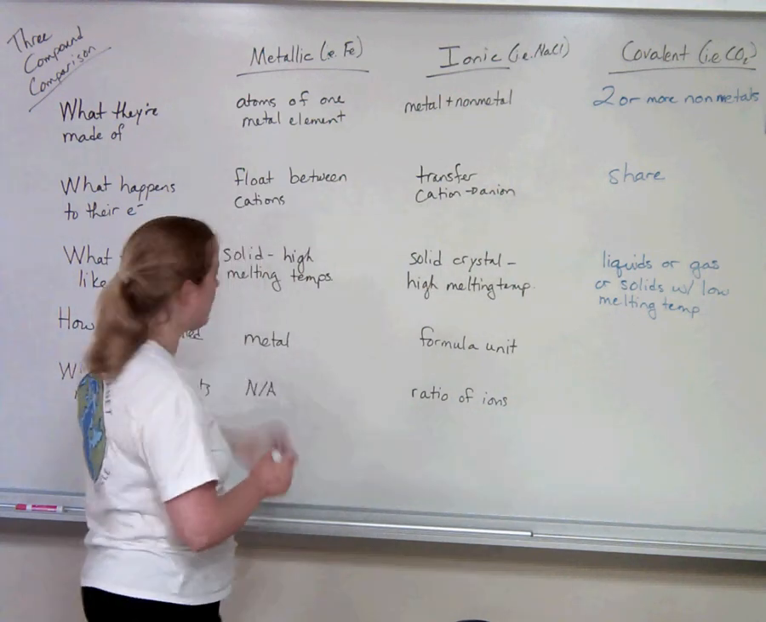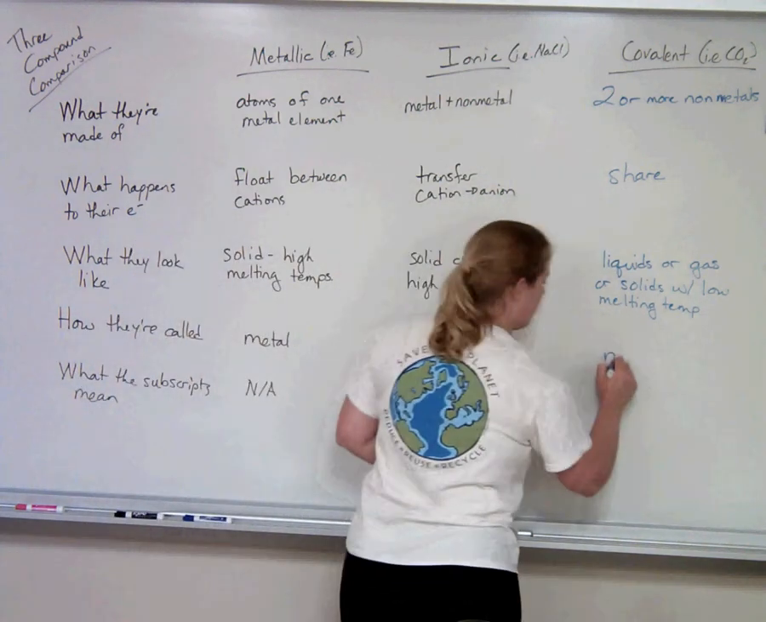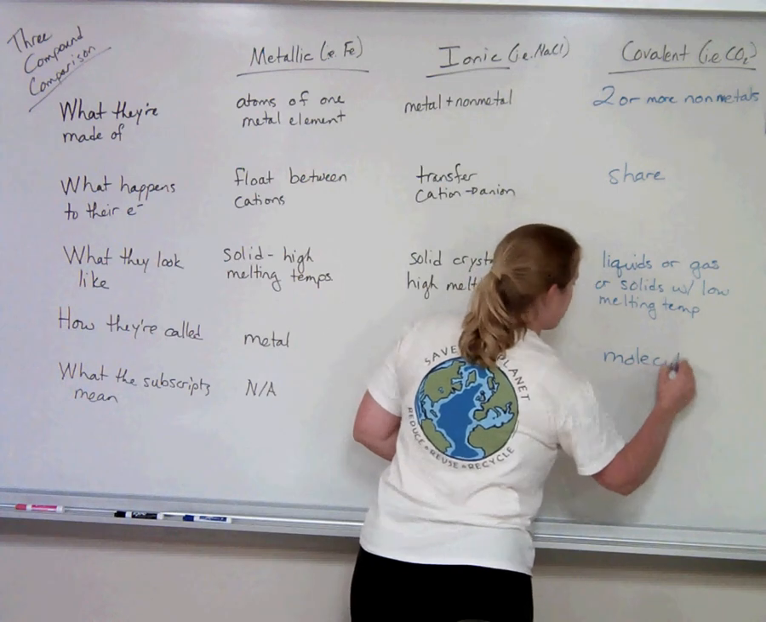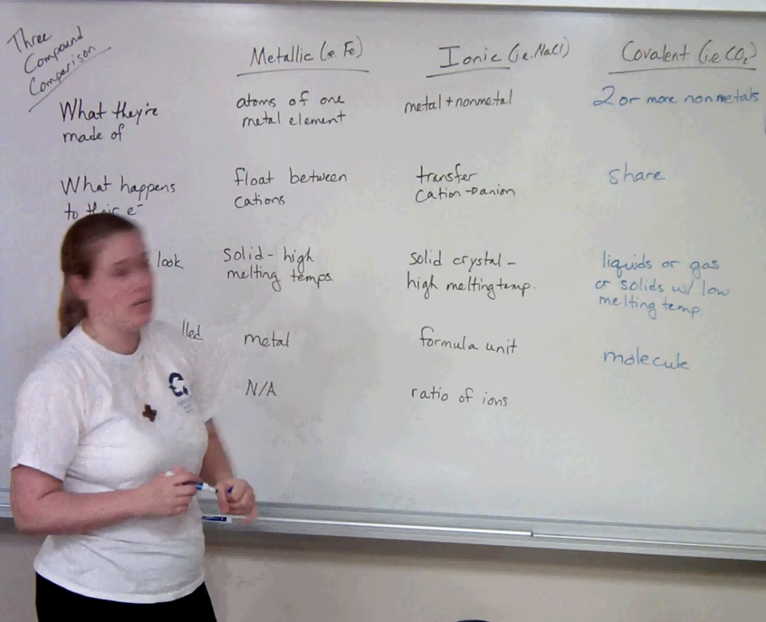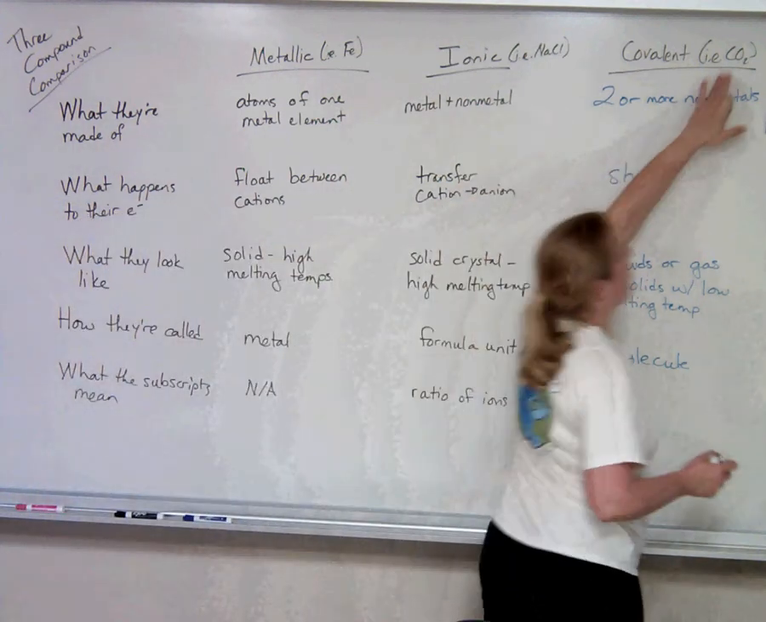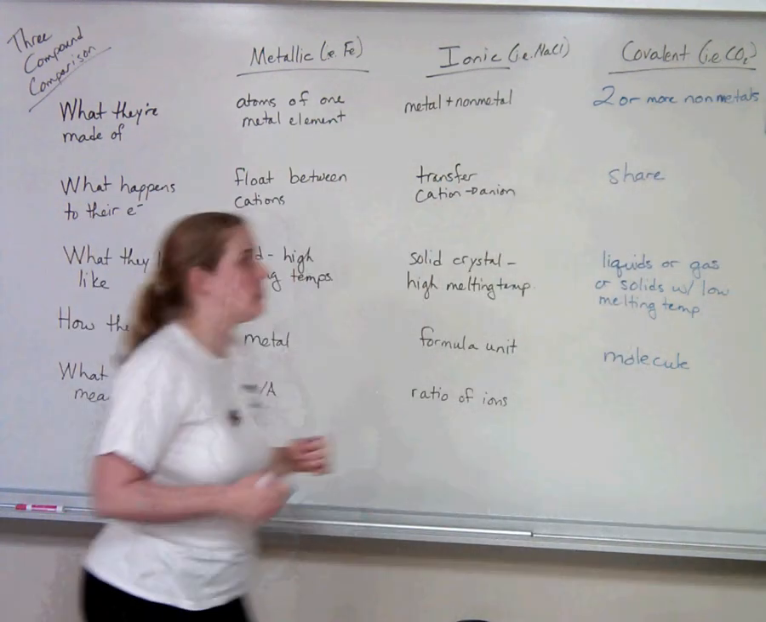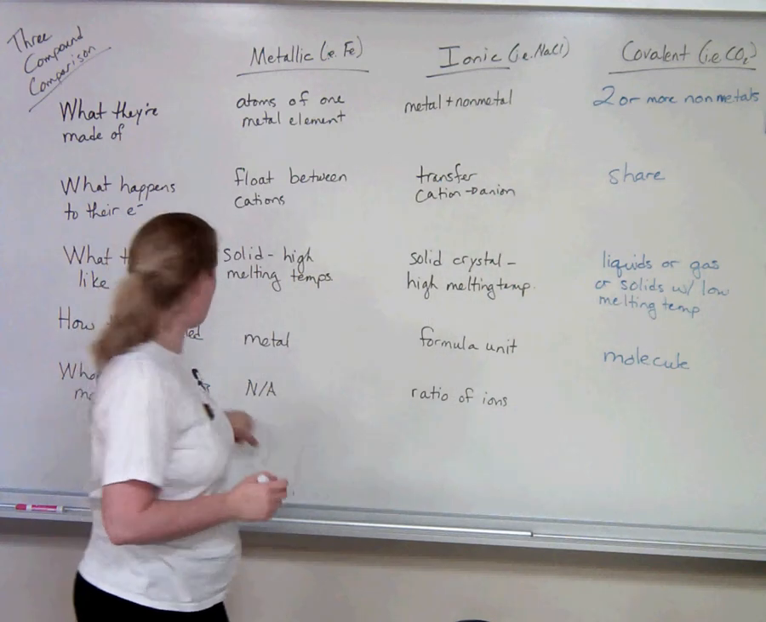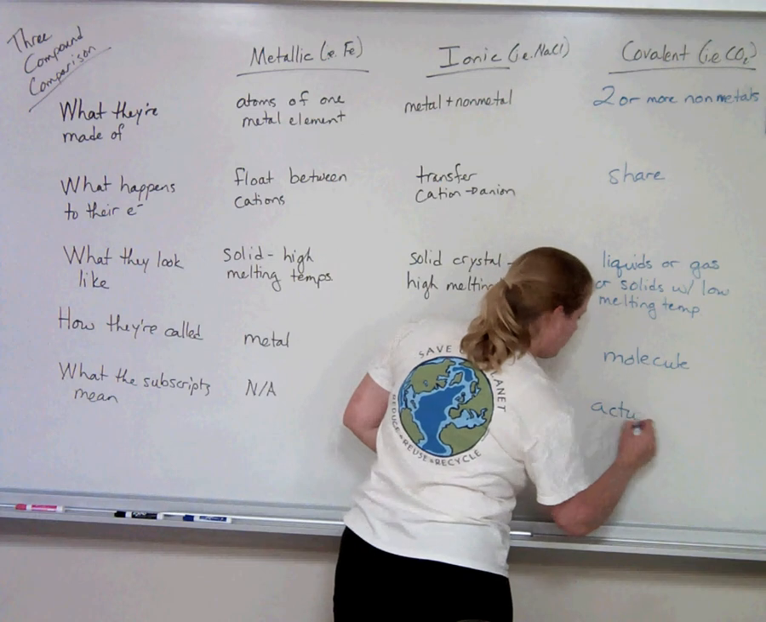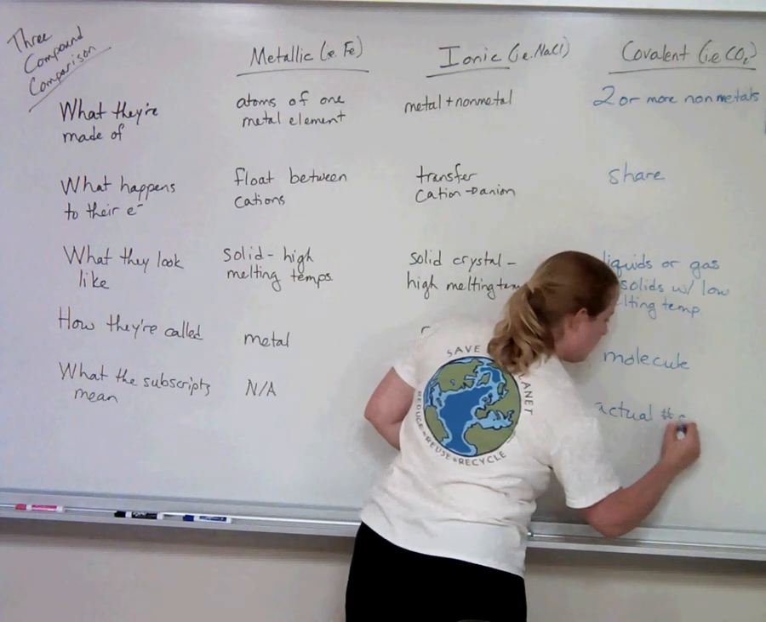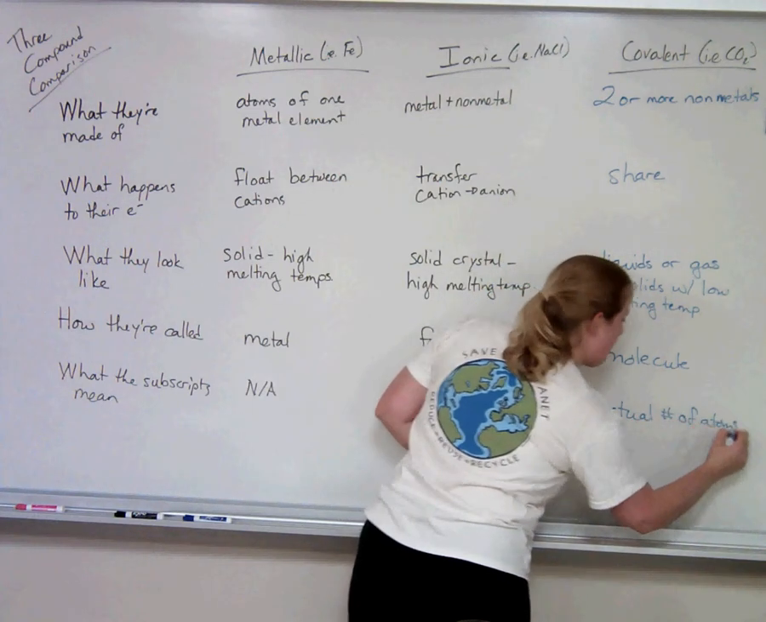How are these things called? Now we actually get molecules. I harped on this last unit. There's no such thing as an ionic molecule. If you're talking about a molecule, you're talking about a covalent compound. So this molecule right here, carbon dioxide, that is actually called a molecule. And then the subscripts mean the actual number of atoms in the molecule.